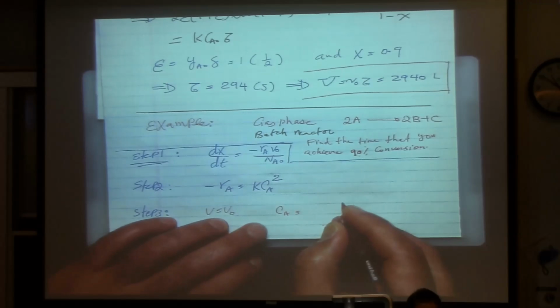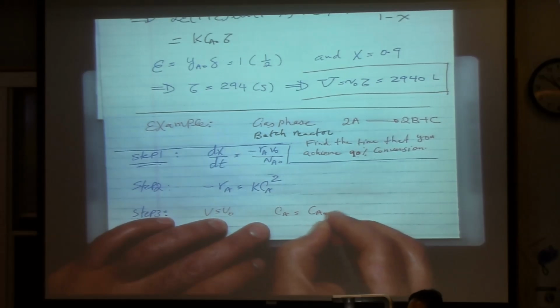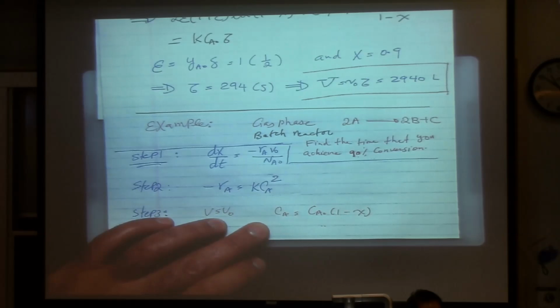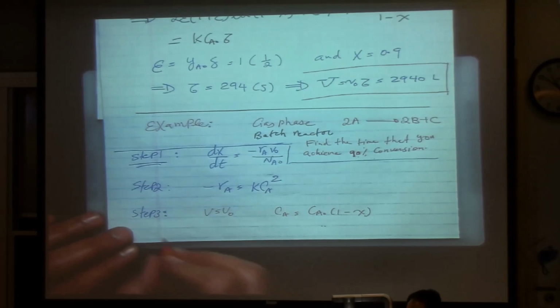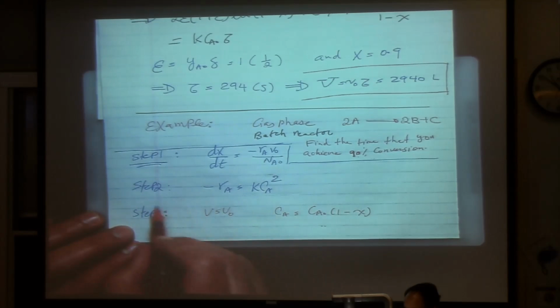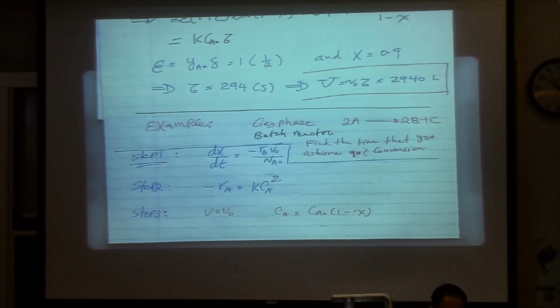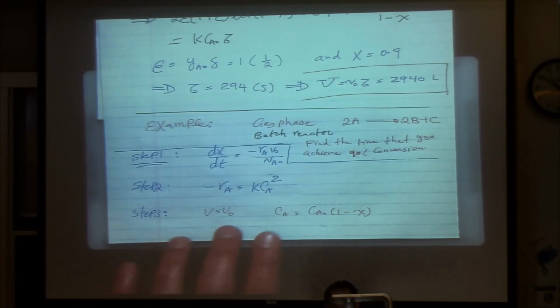CA0 times 1 minus X, and then the next step is to combine these, which I will do in the next lecture. So this is an example of a batch reactor with a gas phase reaction, where we calculate the time.